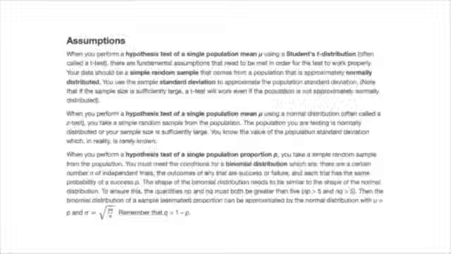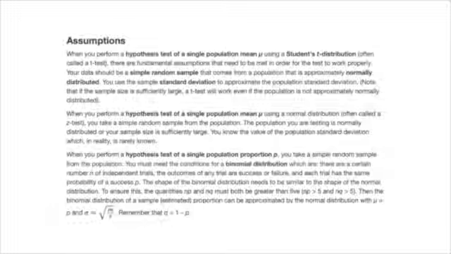When you perform a hypothesis test using a normal distribution, which is a z-test, that's when you know the population standard deviation, which in reality is really hard to actually know.